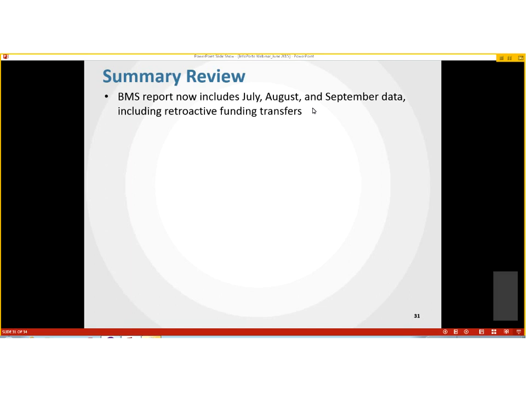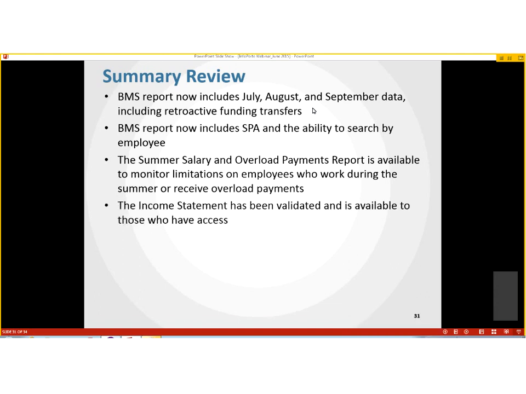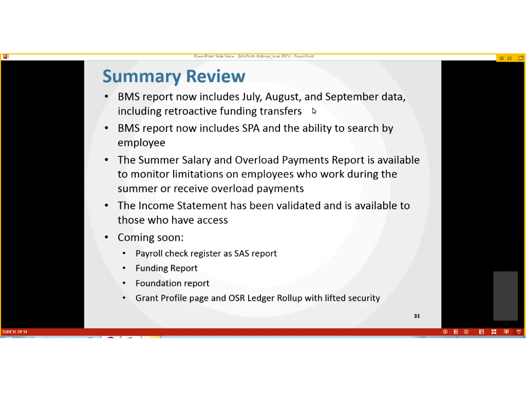So things we covered today: the BMS report now includes July through August data, including retroactive funding transfers. It also has SPA and the ability to search by employee. The summer salary and overload payments report is available for people who have access to the financial reporting queries in the RPT environment. That report will help you monitor limitations on employees who work during the summer months. The income statement has been validated and is live for you to use.